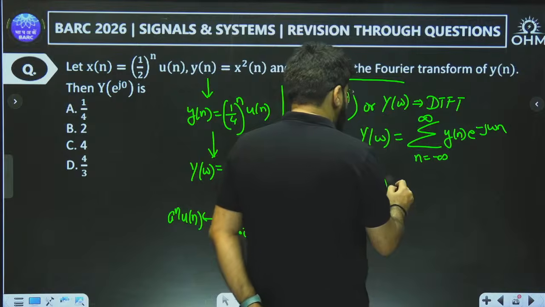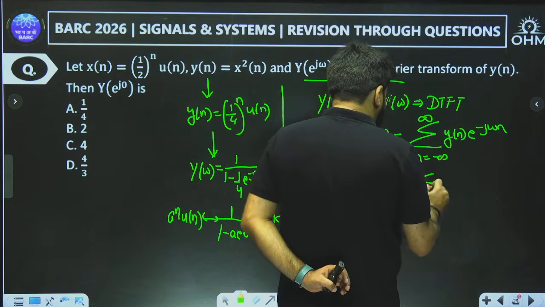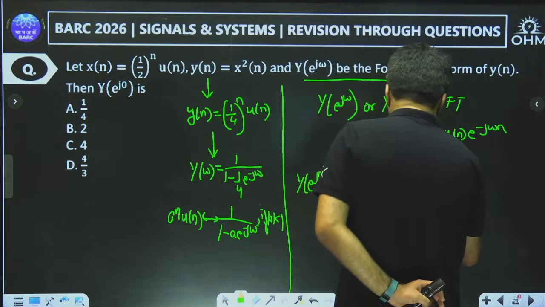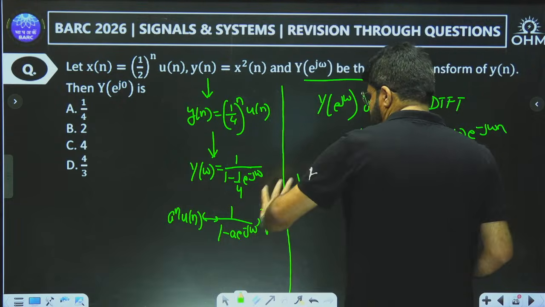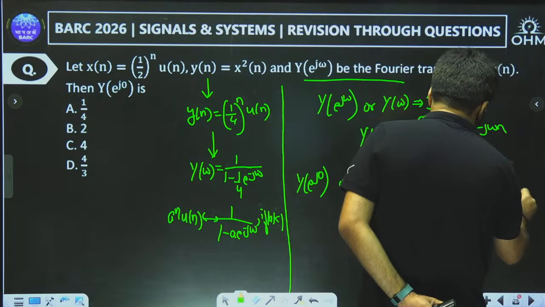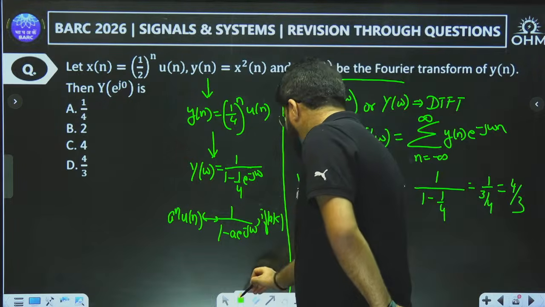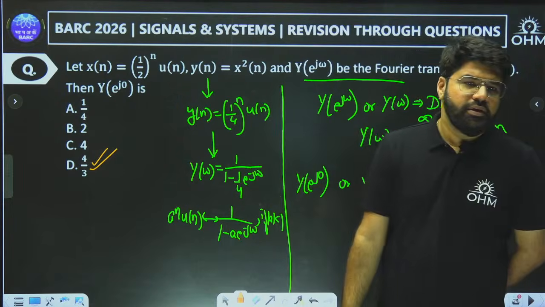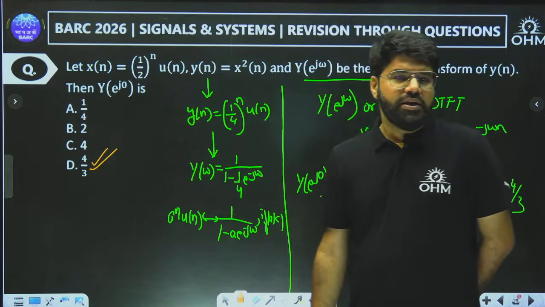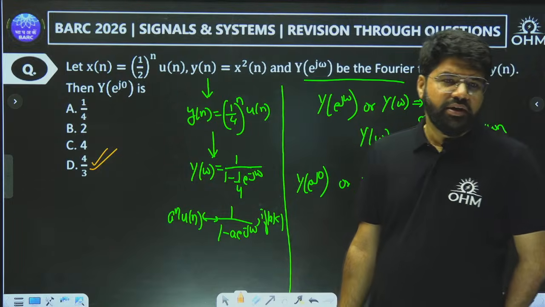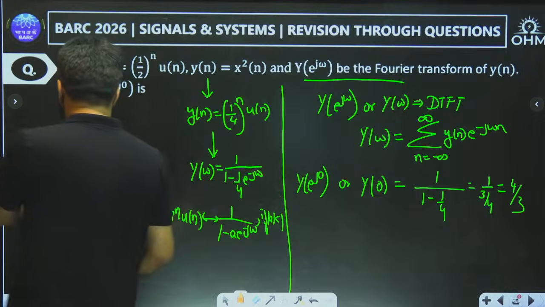Okay, so what is going to be y(0)? It is going to be 1 upon 1 minus 1 by 4, e power 0 will become 1. So that is 1 upon 3 by 4, or can be written as 4 by 3. Option number D, 4 by 3. Yes, correct answer. Manish, Shivsagar, Ruku Bitra, Sai Vikas. Correct answer D, 4 by 3.